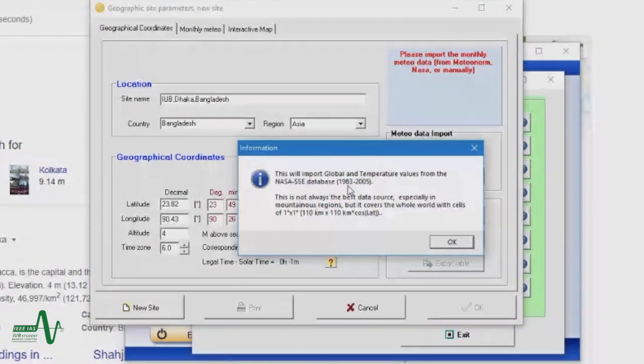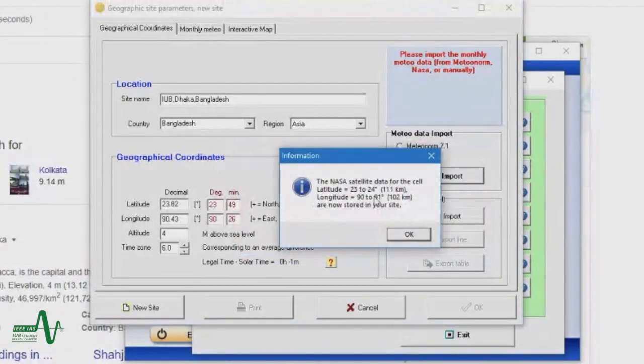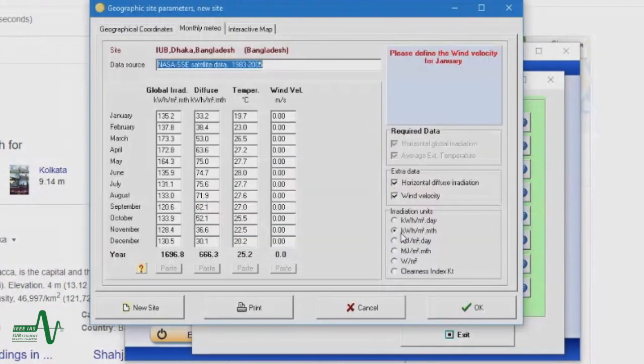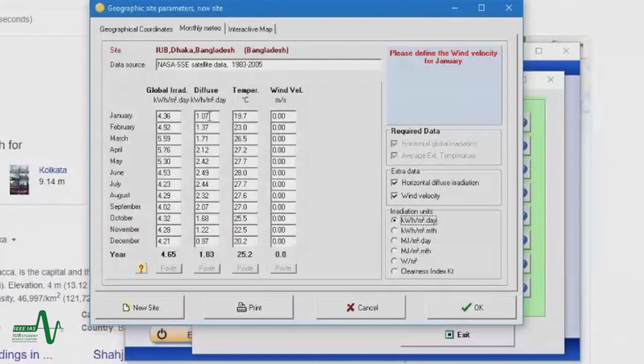Okay, and it's actually showing that it will use the database from 1983 to 2005. The satellite data is collecting the information for this latitude and longitude. Then here we are getting all of these values. Just click kilowatt hour per meter square per day. Here as you can see, the global irradiance is in kilowatt hour per meter square per day. Yearly on average it is 4.65, which I actually showed to you. The equivalent sun hour is 4.65 for the Bangladesh region.